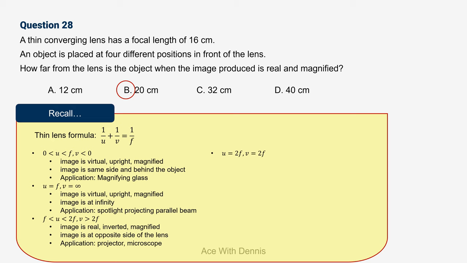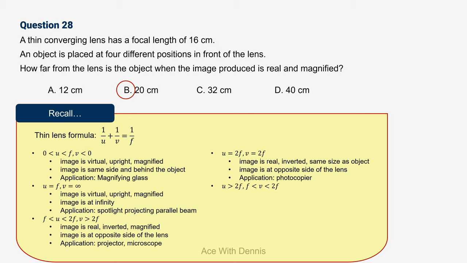The fourth case is when u equals 2f, v also equals 2f. For this case, the image formed is real, inverted and the same size as the object. Image is at the opposite side of the lens. The application is the photocopier machine.